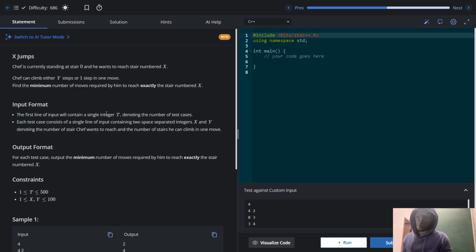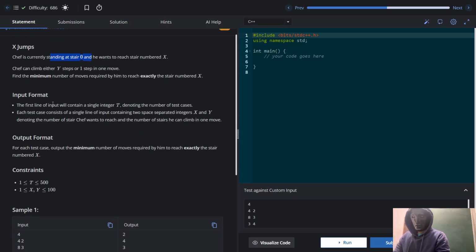So in this video, I'll be explaining an exam problem, and it says currently Chef is standing at stair 0 and he wants to reach stair numbered x. Chef can climb either y steps or one step in one move. Find the minimum number of moves required by him to reach exactly the stair numbered x. Okay, yeah, it's easy only. I'll be explaining on the board, don't worry.